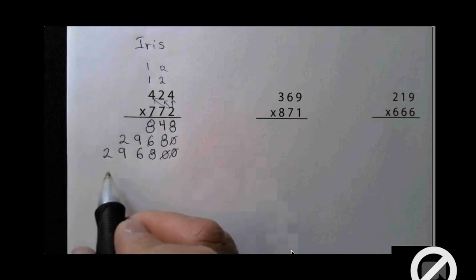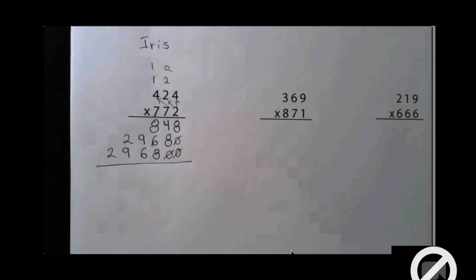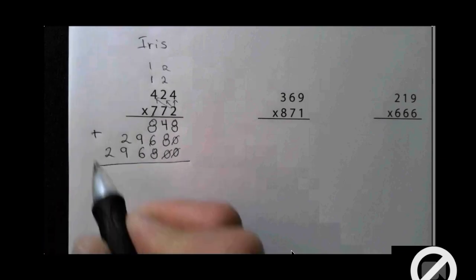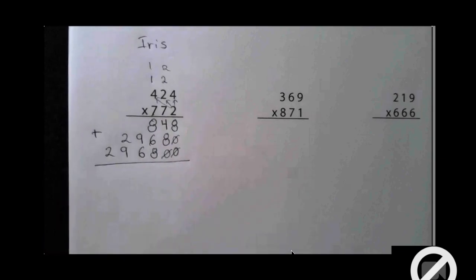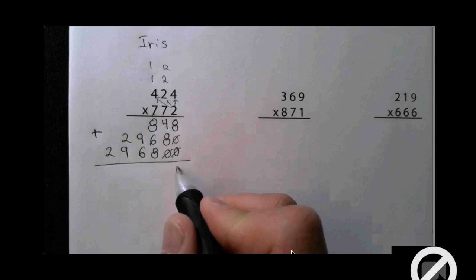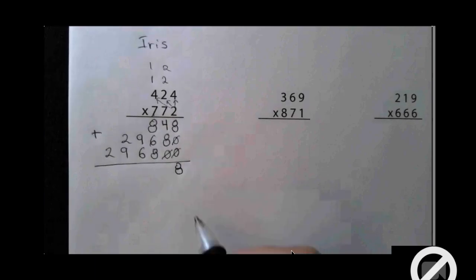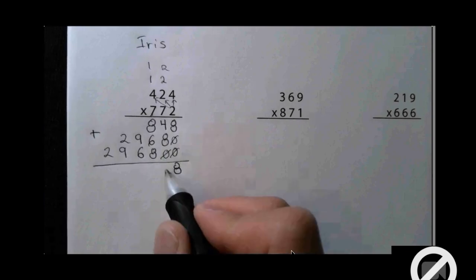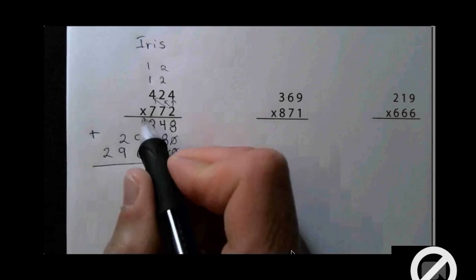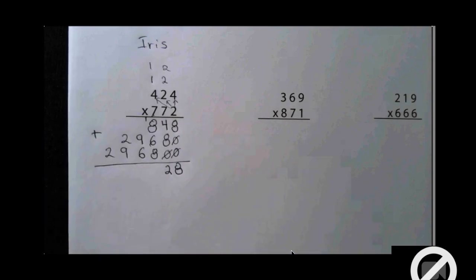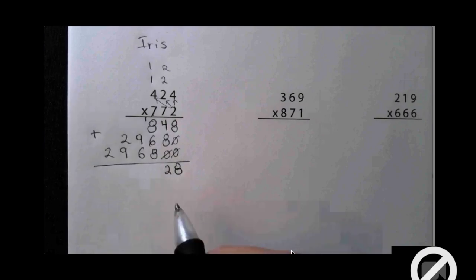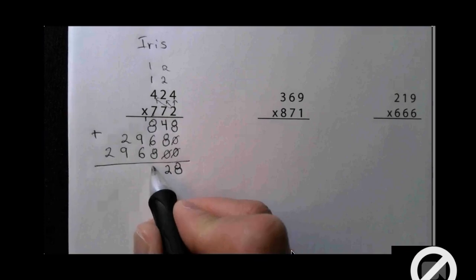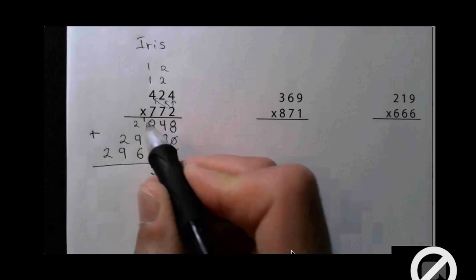All right. And then what do you do with all that? You add them all up. Awesome. And then 8 plus the 2 zeros is 8. And then the 8 plus the 4 is 12. Awesome. And then the 8 plus the 6 plus the 8 plus the 1 is 23. 3, you carry the 2.